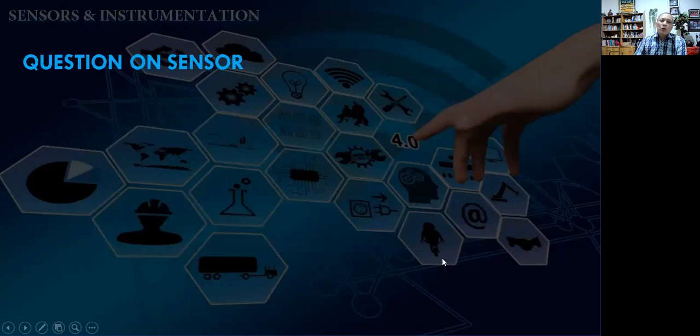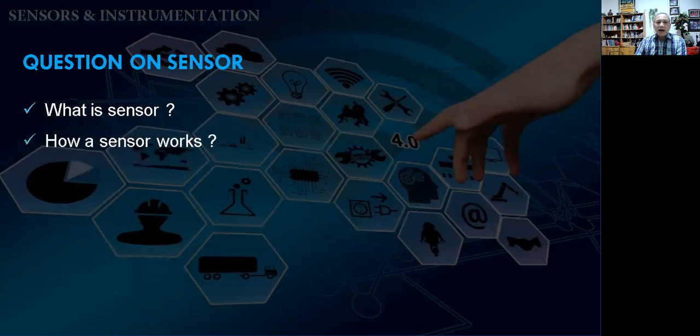Okay, so the question on sensors is, what is actually a sensor? We're going to discuss this and how a sensor works. Of course, different types of sensors might work differently in principle, but as a general principle, they are the same.